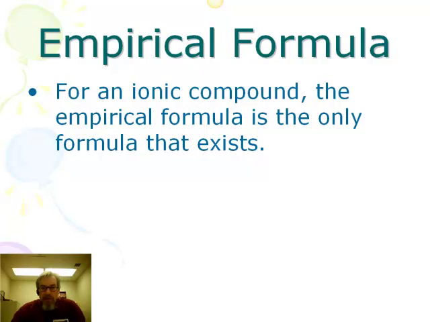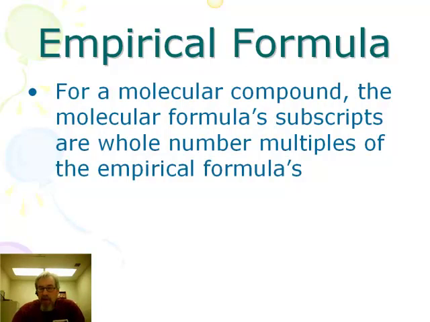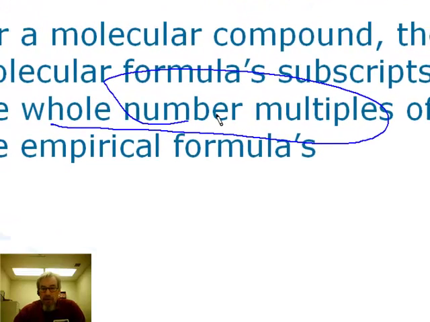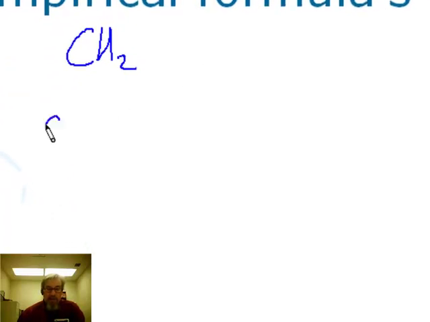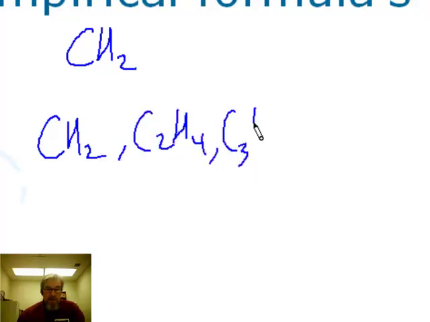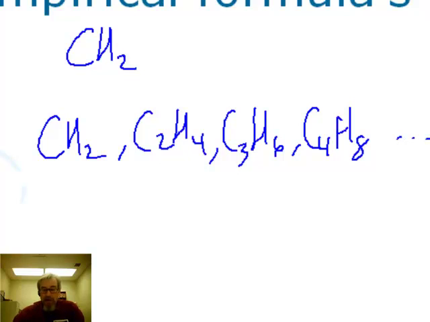For an ionic compound, you find the empirical formula, you know the formula of the compound, you've identified it. For a molecular compound, something that's made all of nonmetals, the molecular formula's subscripts might be the same as the empirical formula's, but they might not. But at least they will be whole number multiples of the empirical formula's subscripts. So for example, CH2 is the empirical formula for CH2, but it's also the empirical formula for C2H4, C3H6, C4H8, or any compound that has twice as much hydrogen as carbon.